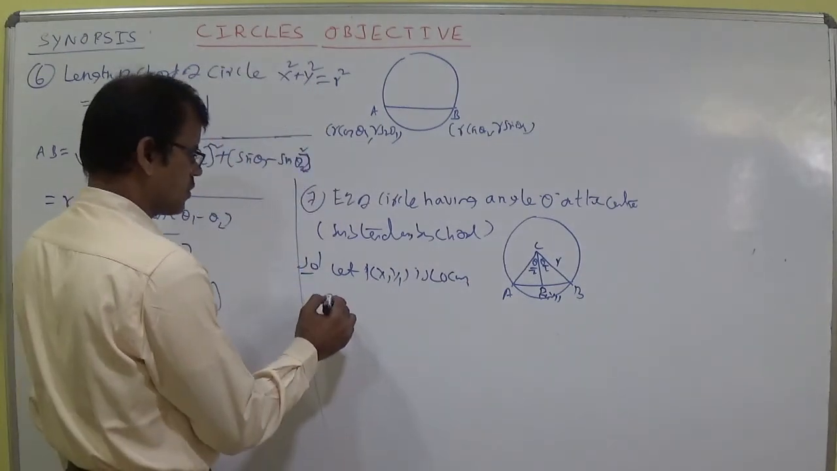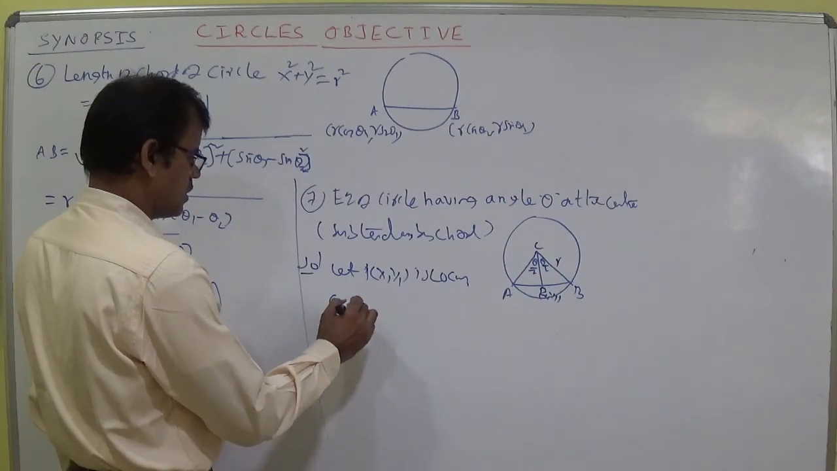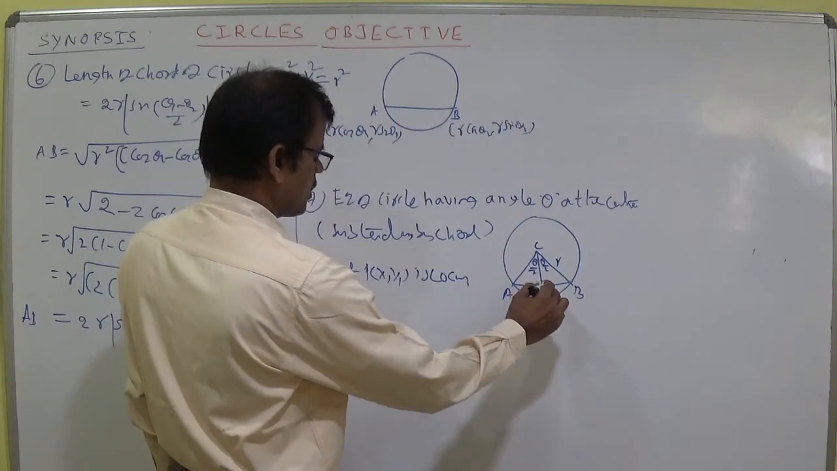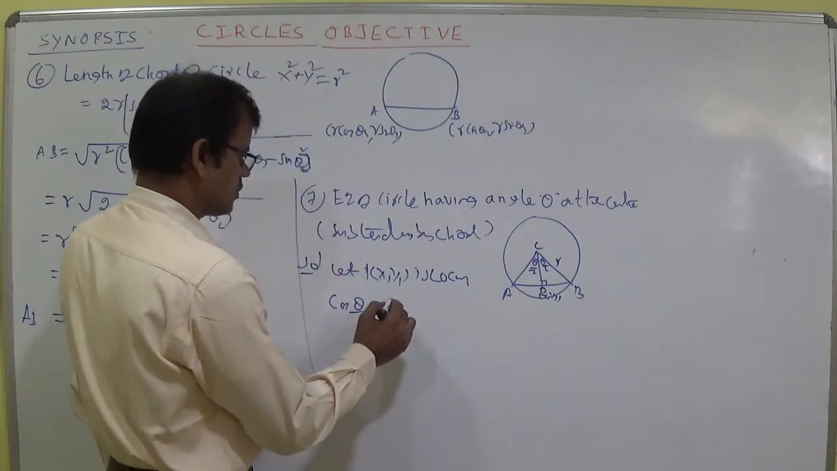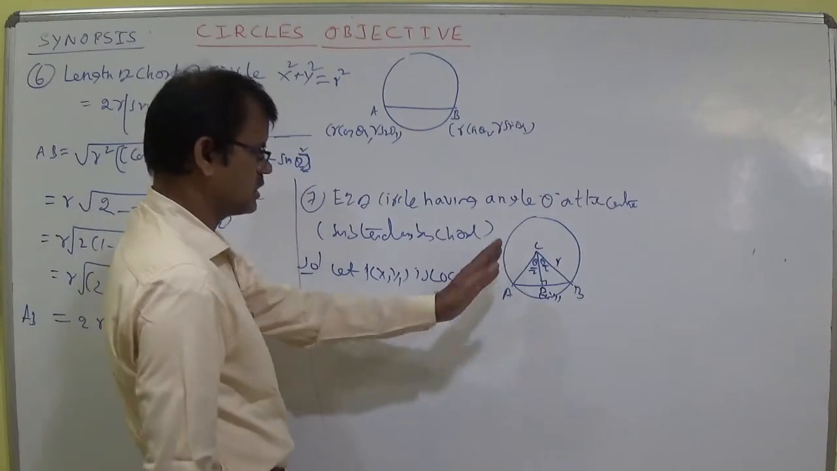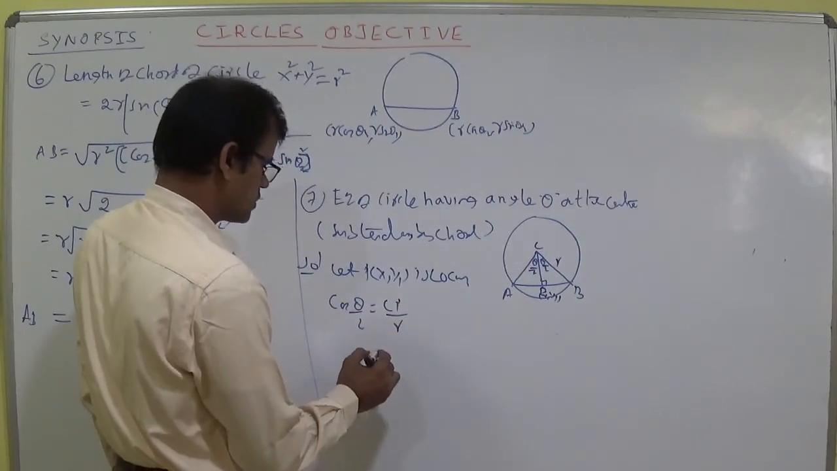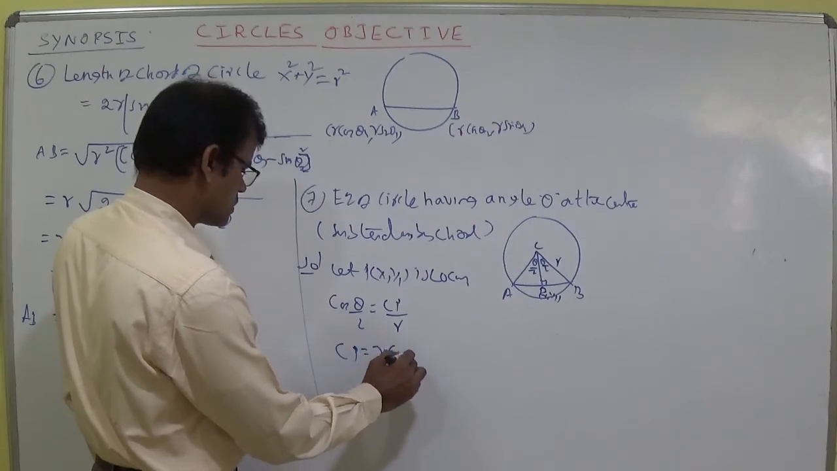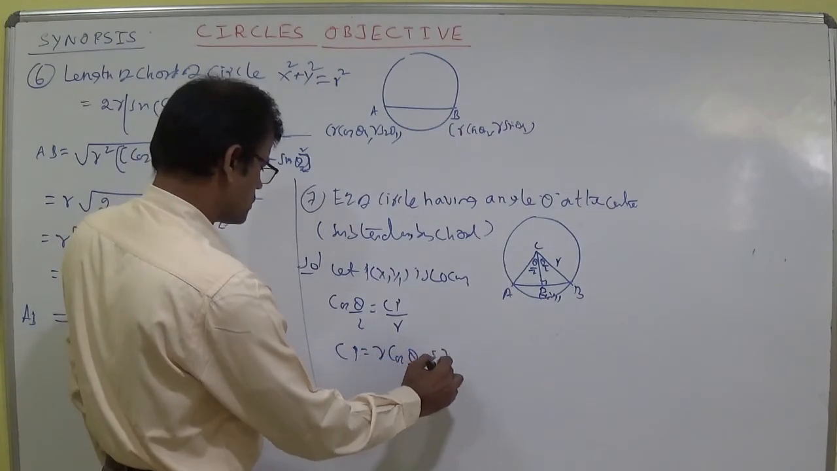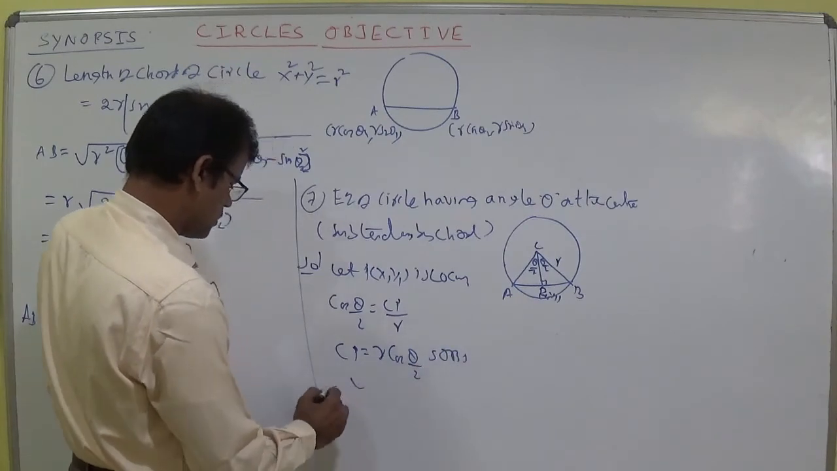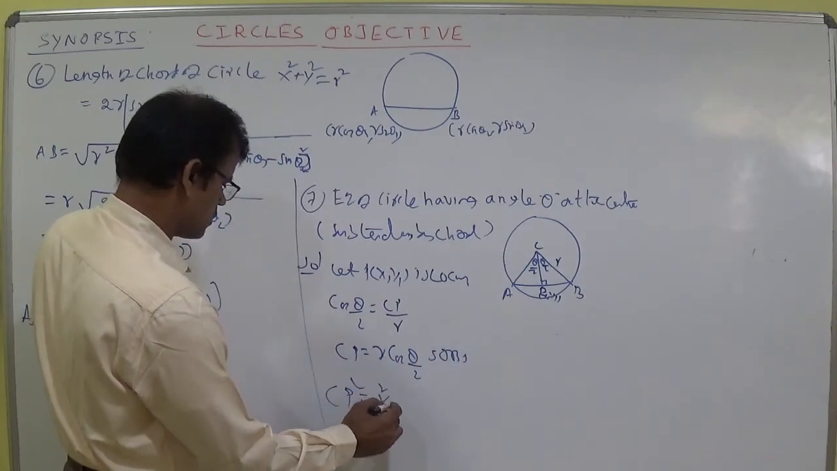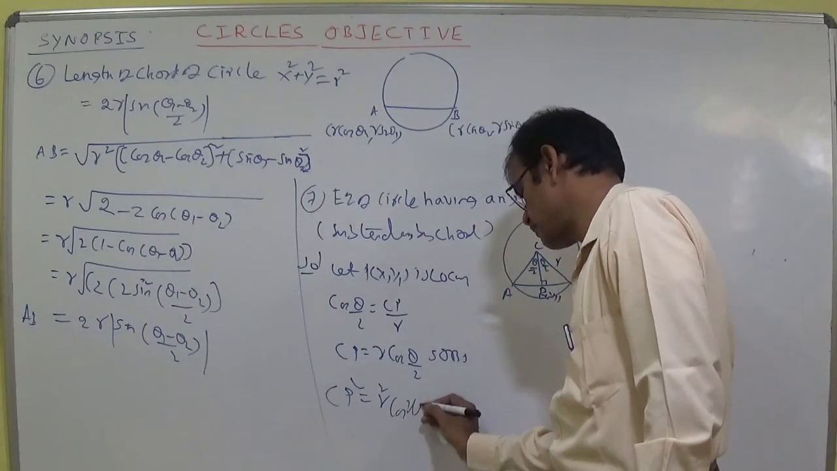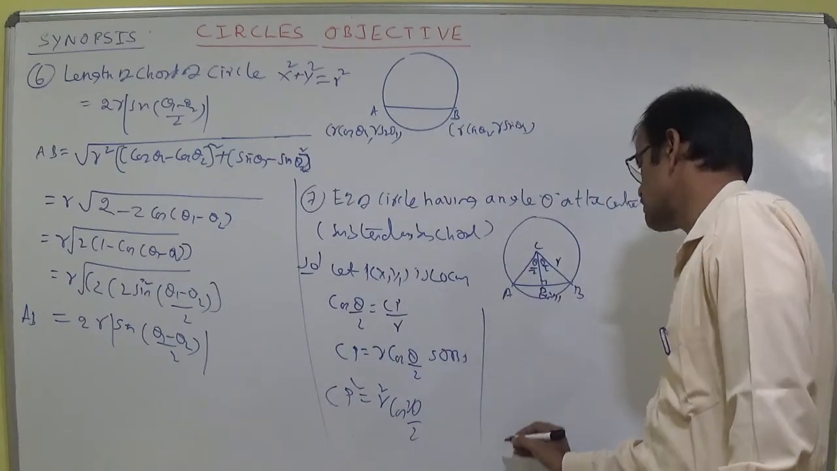Now what becomes the locus here? In the right angle triangle, cos theta by 2 is equal to CP by R, because adjacent side by hypotenuse. So CP is equal to R cos theta by 2, right? By squaring both sides, you can write CP square is equal to R square cos square theta by 2.